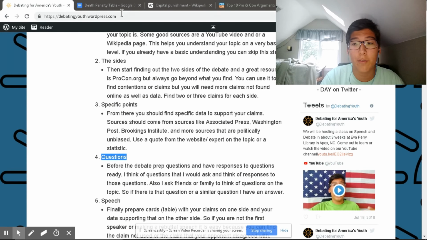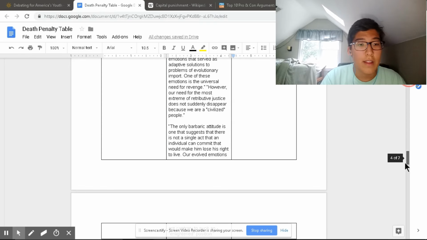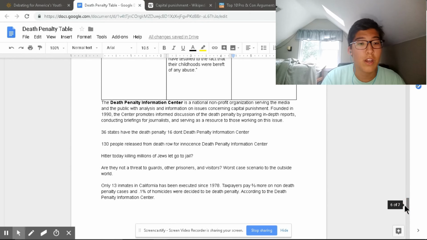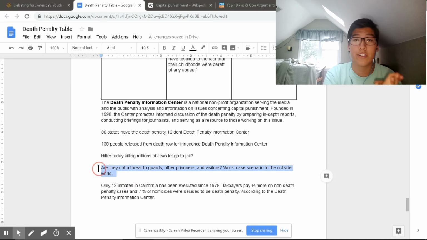I already have some questions pre-written for this, like, let's see. Are they not a threat to the guards, the other prisoners, and visitors, and worst case scenario, the outside world? So then they have to go through and say guards. Well, they do kill guards. They kill other prisoners, and they also are dangerous to visitors. And then I can go off there. I can talk about how many people have escaped, so we can go to the outside world.